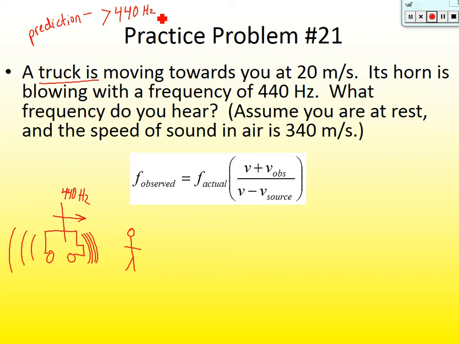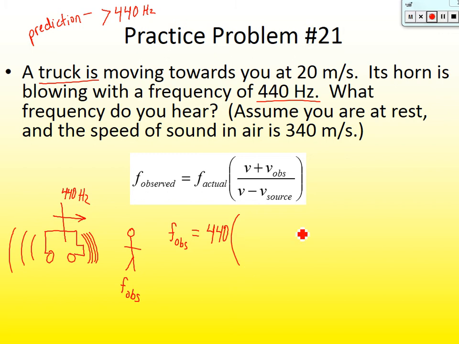Now what I would like to do is go through this equation, show you how to plug in the numbers, and show you how to solve for frequency observed. So let's plug in. We're solving for the frequency that you observe. So I'm going to put f_obs is equal to f actual. Now what is the actual frequency of the sound source? Well, it told us it was 440 hertz. So I'm going to put 440 in for f actual.